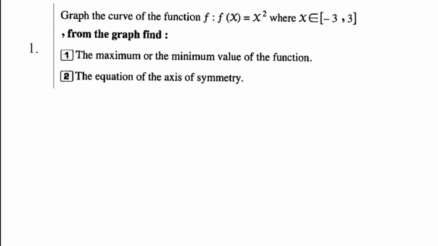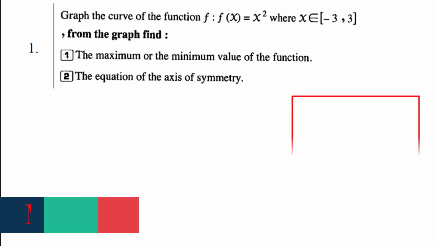The second part is the essay questions. He said graph the curve of the function f of x equals x squared, where x belongs to the closed interval from negative 3 to 3. From the graph, find the maximum or the minimum value of the function and the equation of the axis of symmetry.